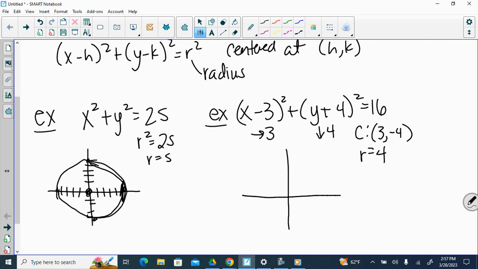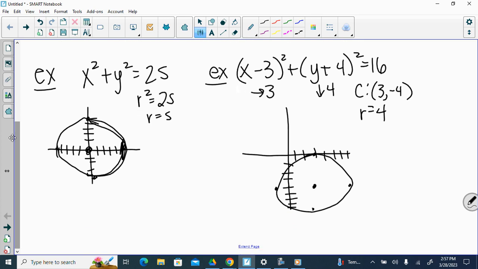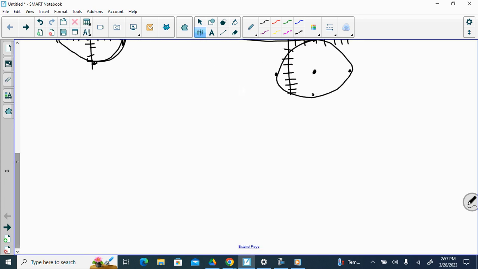So we'll start at the center 3, negative 4, and then we're going to go 4 in all directions. So there's our center. And then you're going up, down, left, and right 4 units, and there's our circle that's centered at 3, negative 4 with a radius of 4. All right, so that's how you graph it when you have the two. Occasionally they'll give you the radius and tell you where it's centered, and you plug them into the formula. I'm not going to do any of those. You'll have some of those in your homework, but those are pretty self-explanatory.